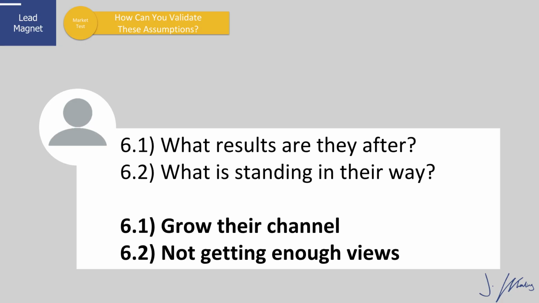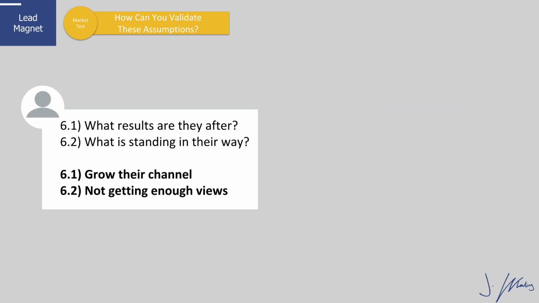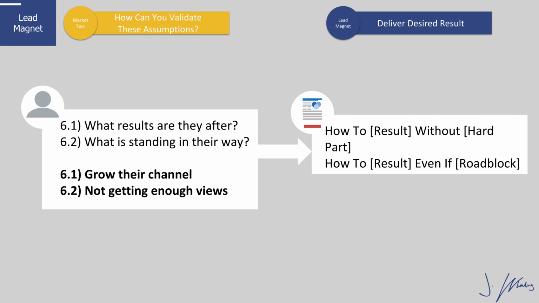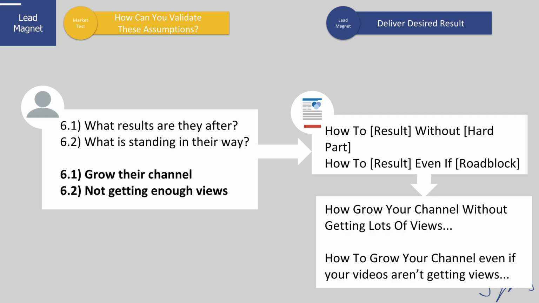So this is where we are so far, and we're actually going to use this diagram throughout the rest of this tutorial. So now that we've answered these two questions, it's time to turn it into a headline. So here are two quick headline formulas we can use: how to result without hard part, or how to result even if roadblock. And we actually want to put together these headlines before we put together the lead magnet. You'll notice that we're always making sure that we're focused on delivering a result or eliminating a pain for a potential customer or prospect, and then building out something. And we'll go through what we can create for lead magnets.